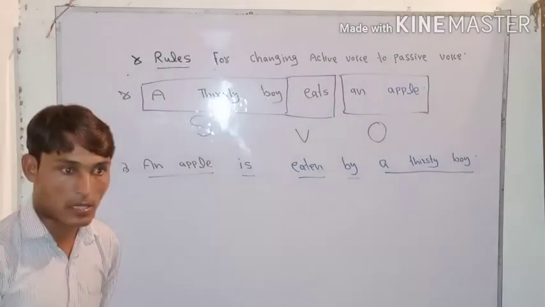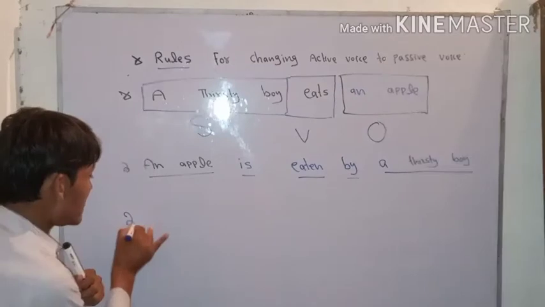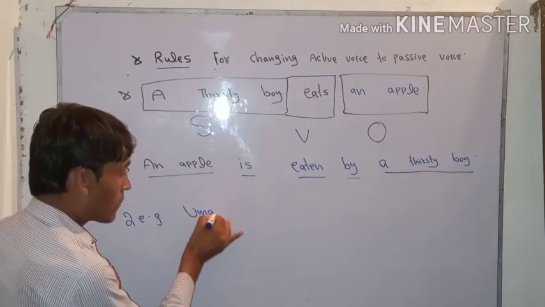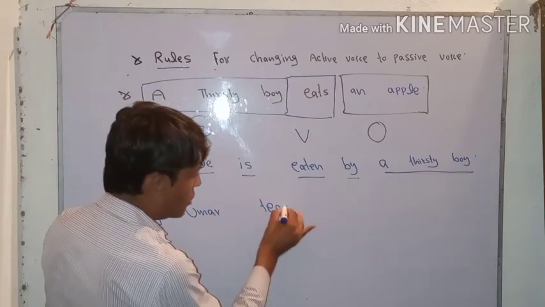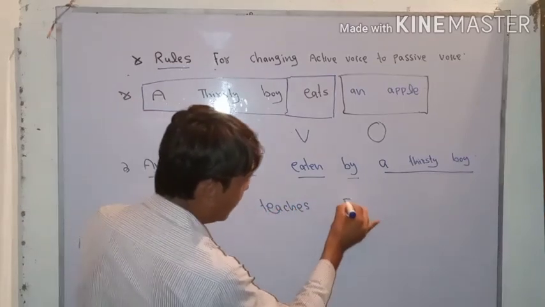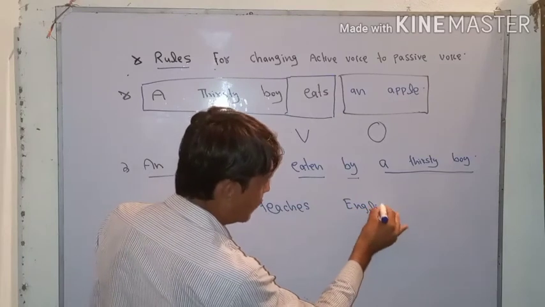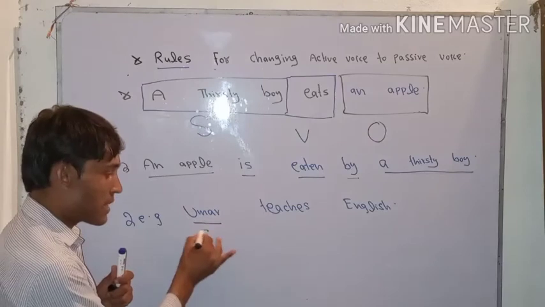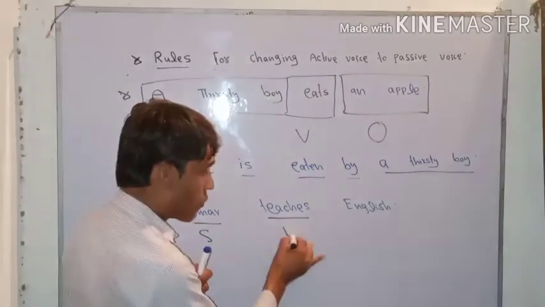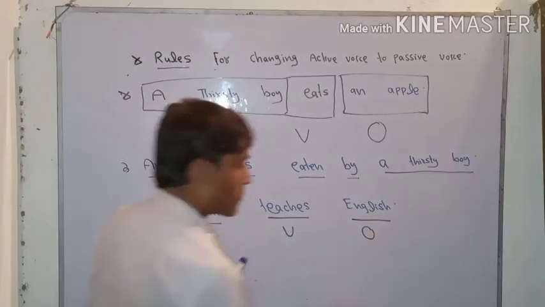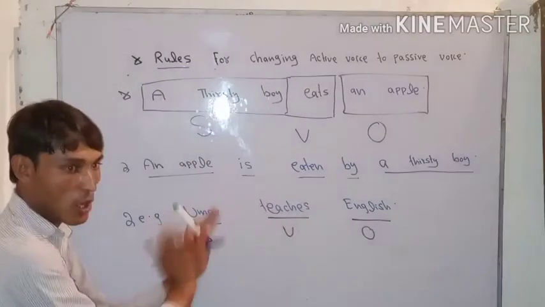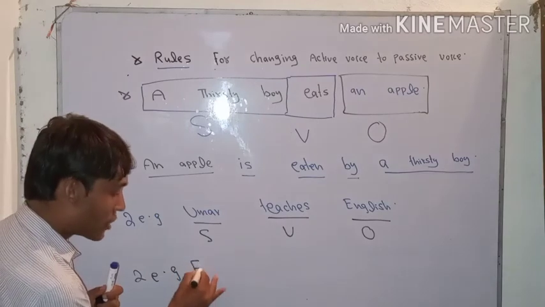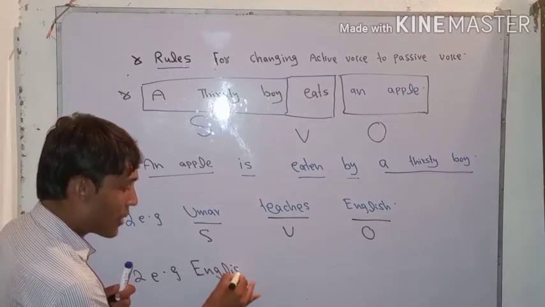Now let's give one more example. The next example is, I say that Umar teaches English. Umar teaches English. So if we talk about the rules, this one is called the subject, the first rule. This one is called the verb, and this one is called the object. Now change the place of the subject and object. So English will come to the beginning of the sentence. So I will say English.